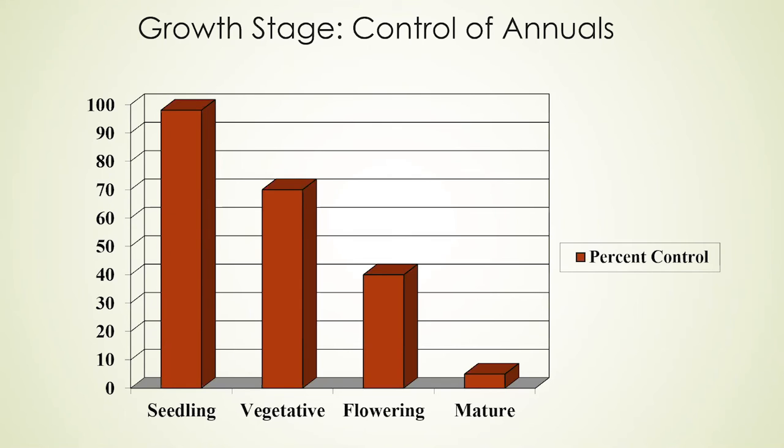When you start the vegetative growth, you're increasing the plant mass, both above ground and below ground, and the control goes down to about 70% when you're applying an herbicide. Remember, annual plants have one job. Their job is to flower and produce seed. That's their one job. So once it starts flowering, the annual plant starts to die. It's not sending anything down to the roots to survive. It's done. And when it's mature, when the seed heads form, putting any kind of herbicide on it is a waste of money. It won't be effective.